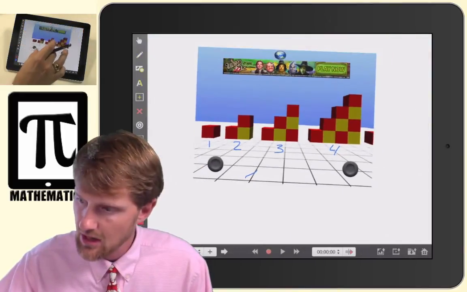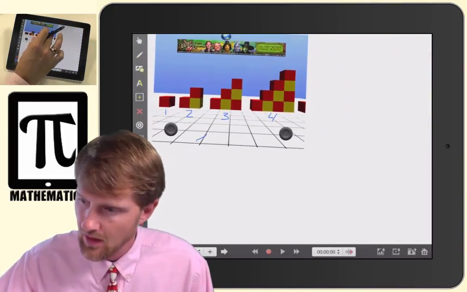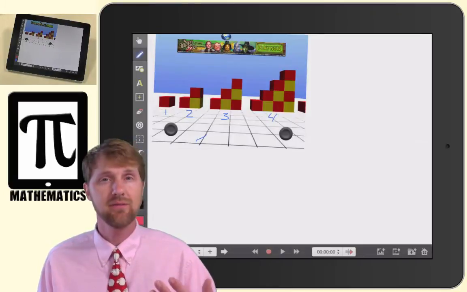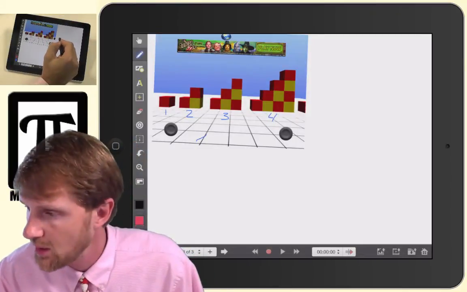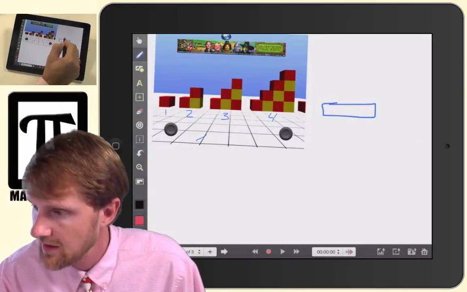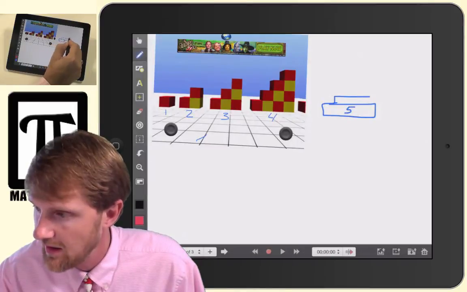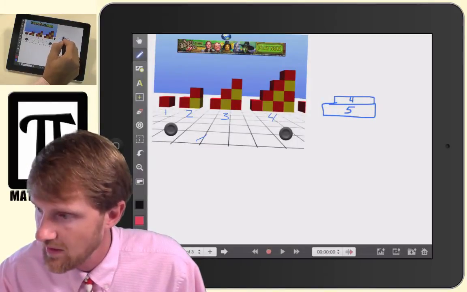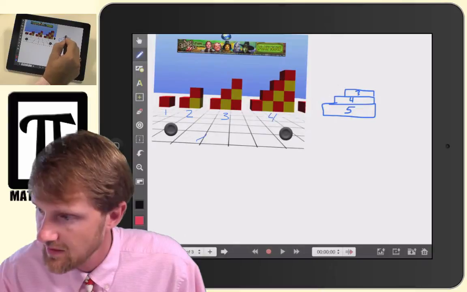Let me shrink that down. We could draw a picture. Hey, we did that already, right? We can draw a picture. There's 5 there. Watch that. 5. There's 4 there. There's 3 there. There's 2, and then there's 1.